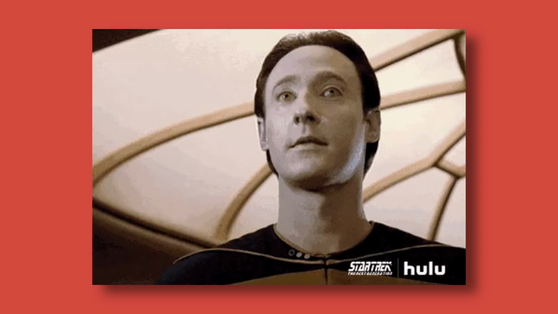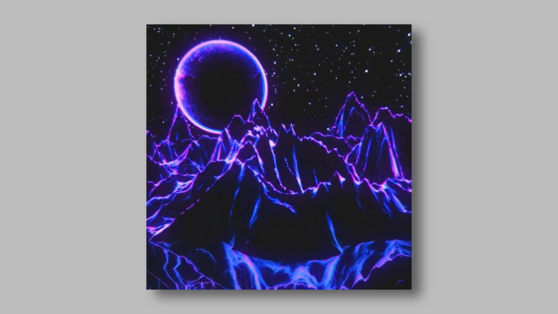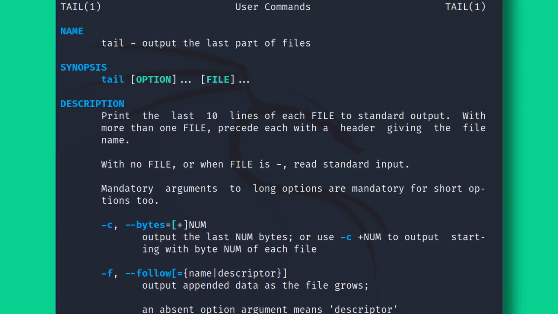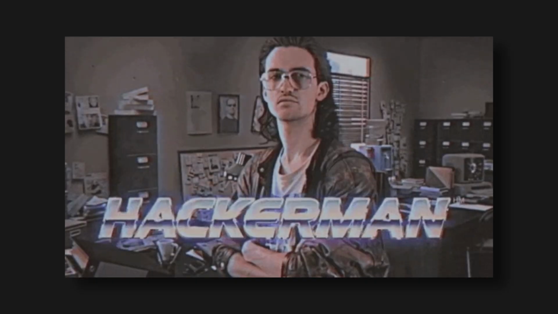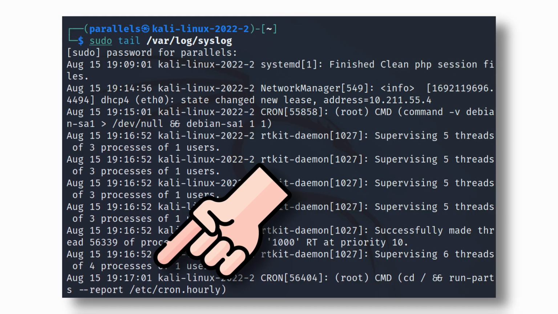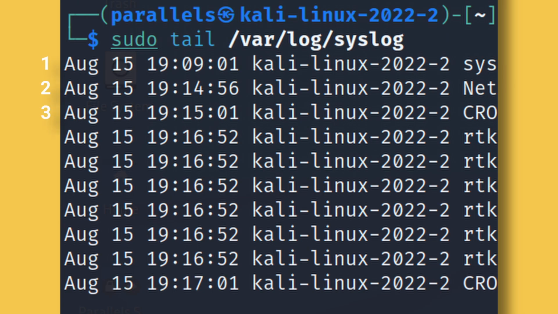But when we're dealing with large files such as logs or extensive reports, it's often necessary to focus on the most recent activity. This is where the tail command comes into play. It's a simple yet powerful tool that outputs the last part of files, allowing you to keep an eye on the most recent data. Without flags, it will just display the last 10 lines of the file.